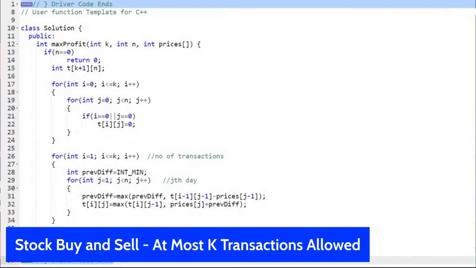All right, guys, and then at the end, you simply need to return t of k and n minus 1. So these were the 4 kinds of stock questions that we discussed in these 2 days. On the next day's session, we will be taking up some other DP topics, probably DP on grids, and then after that, we will be discussing DP on trees.